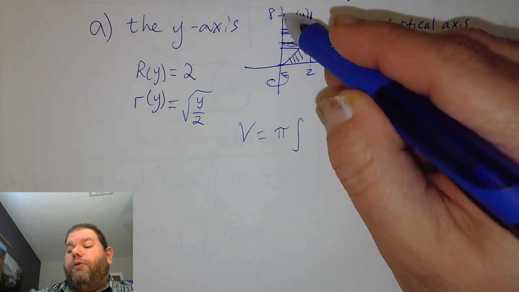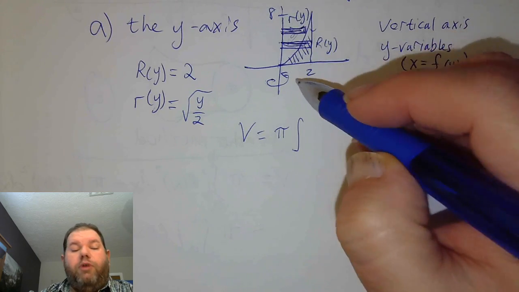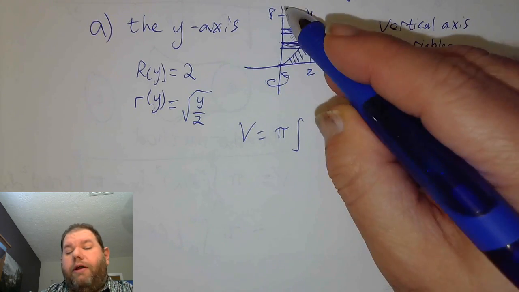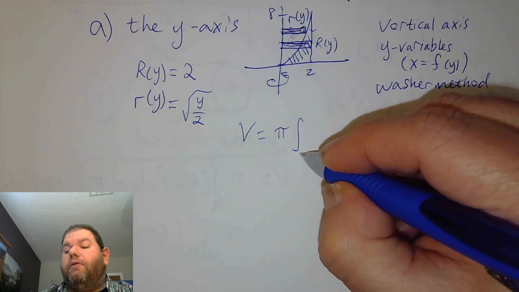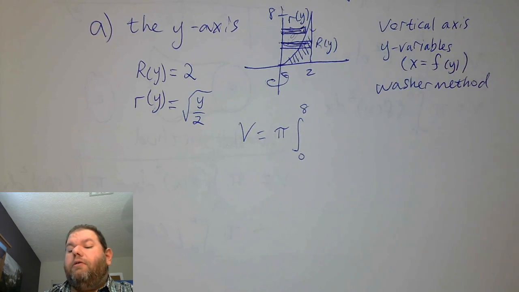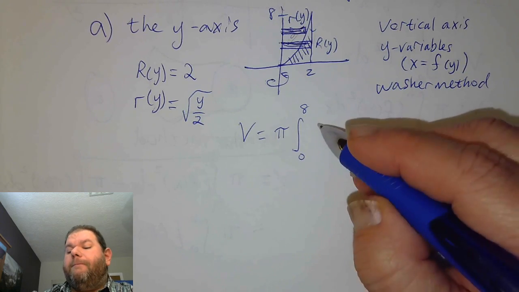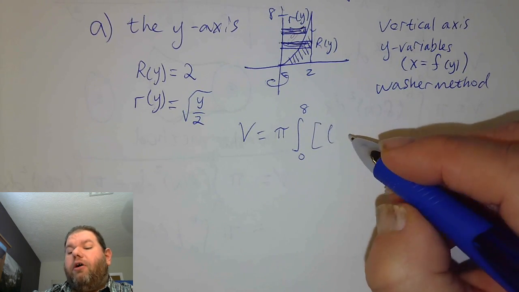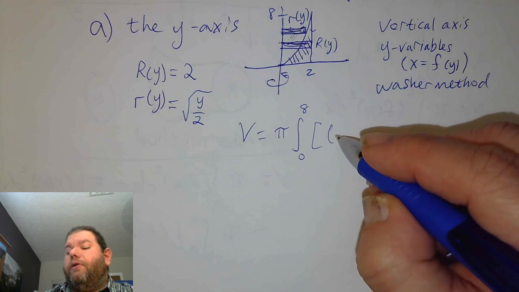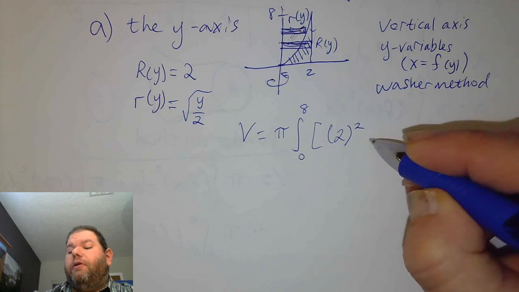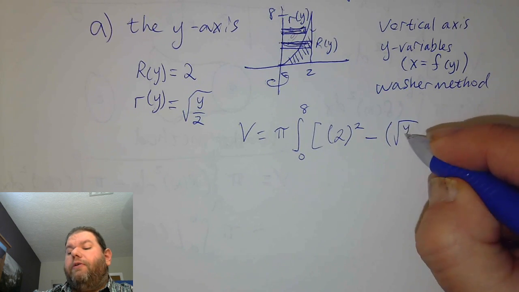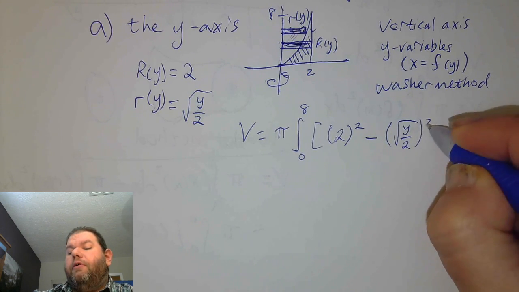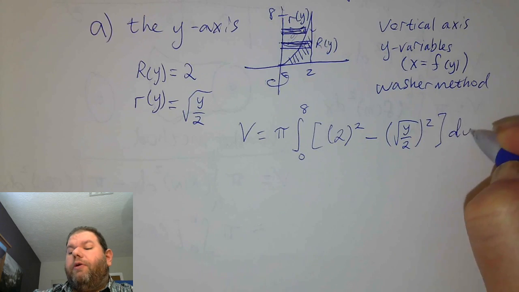Because we're working with our y values, we need our limits of integration on the y-axis, so that would be from 0 to 8. Now inside we wanted capital R of y squared, so that's 2 squared, minus little r of y squared, so the square root of y over 2, squared, dy.